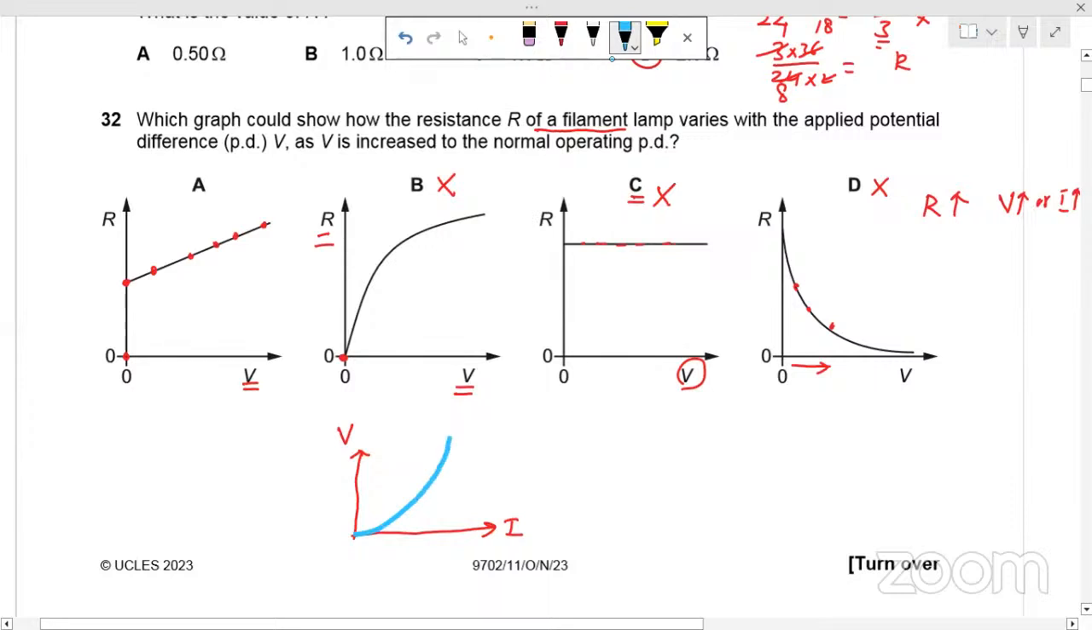But if I is on the vertical axis and V is on the x-axis, then resistance is 1 over gradient. The gradient is 1 over resistance. So the gradient should decrease. So many students mix this question up with these graphs and they get option B, which is incorrect.